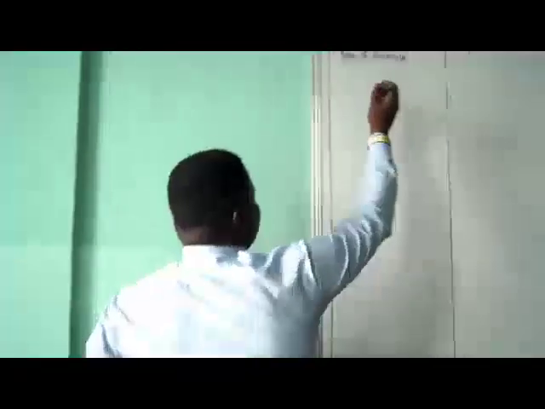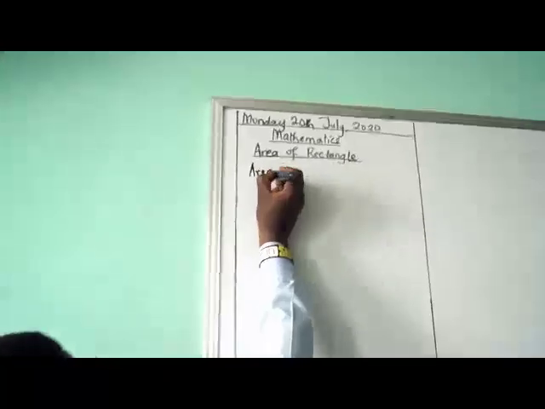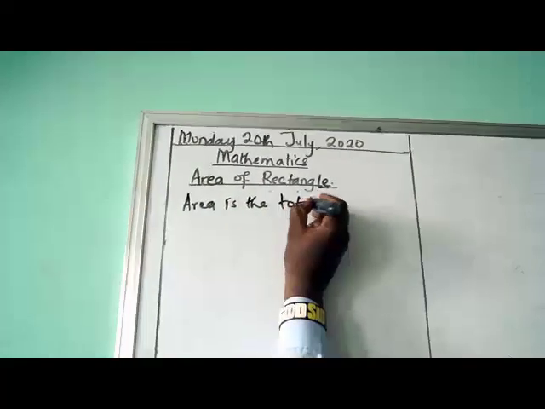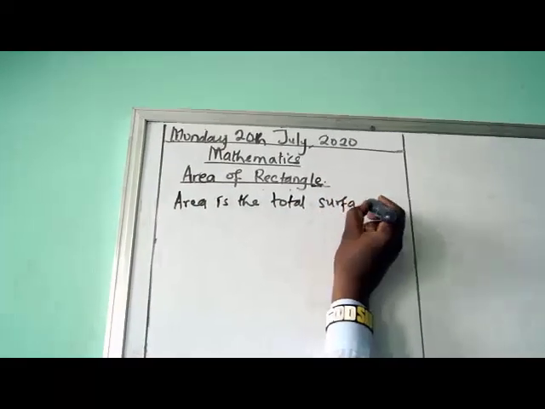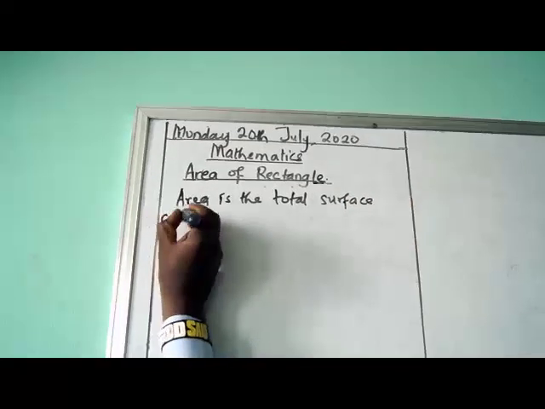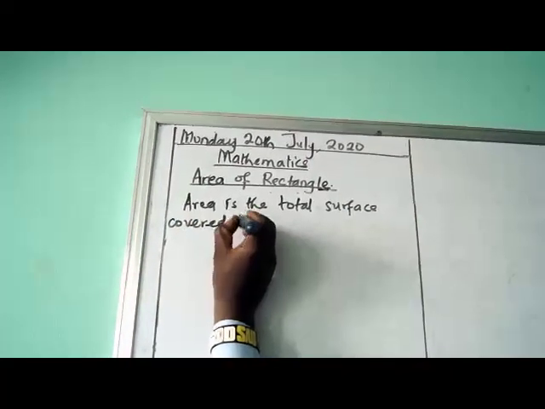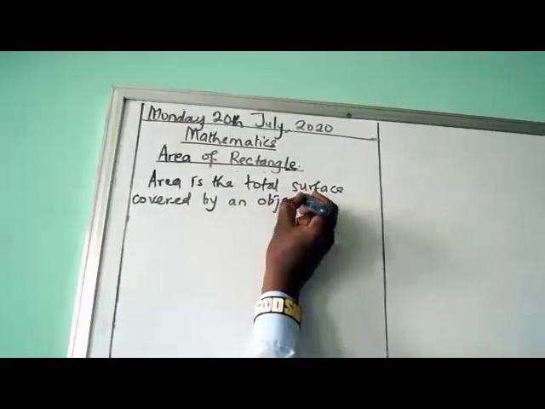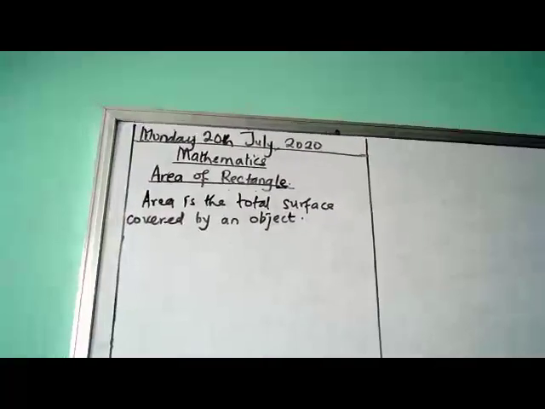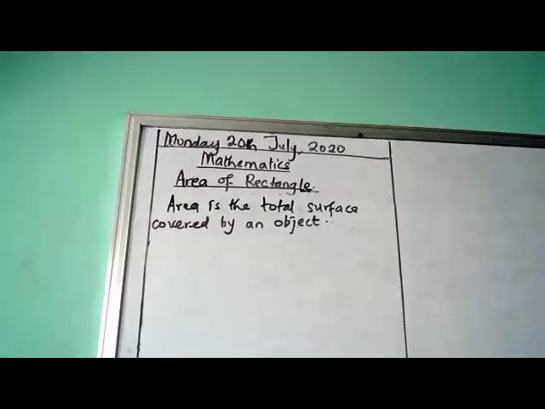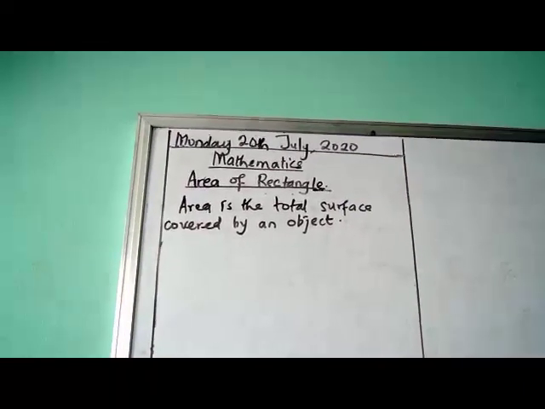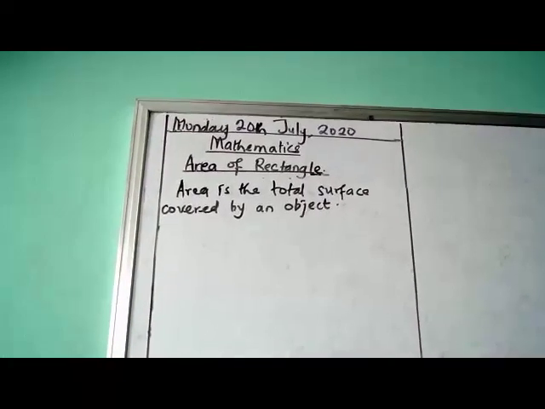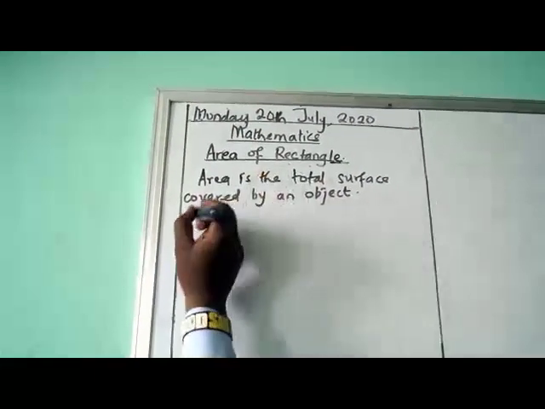So let's go to that definition. We have area is the total surface covered by an object. Now, for us to be able to find the total surface that is covered by an object, that means there will be a need for us to make use of the dimensions of this particular object. So let's see what a rectangle is.